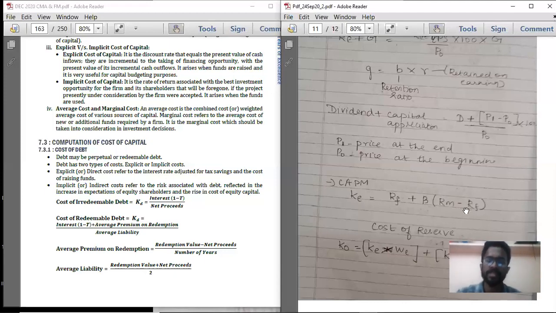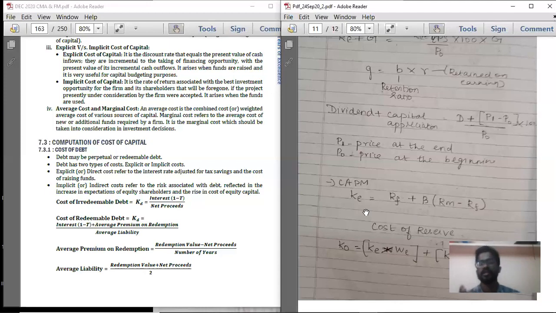This RM minus RF is RS, the risk premium of the security. Into beta, you will get the extra risk taken over the risk-free rate of return. If you add both, you will get the cost of equity. So with this you have completed equity.